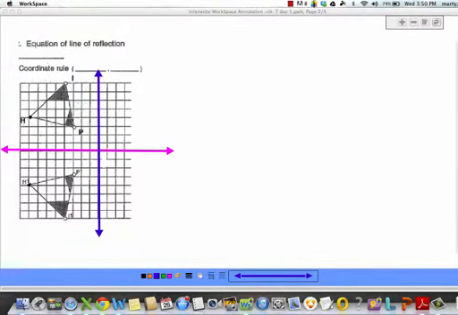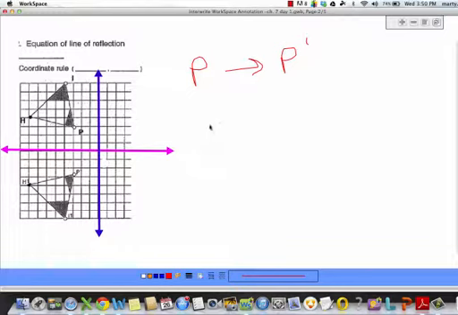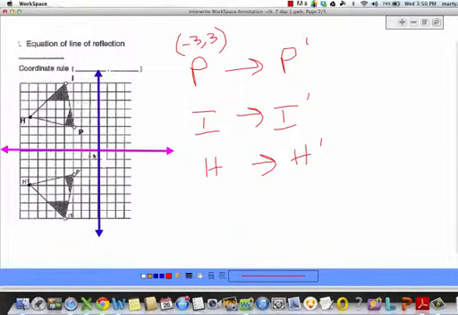Again, when we take a look at what the coordinates are to get from P to P1, and then from I to I1, and then from H to H1, we can kind of see what's going on here. I see this as -1, -2, -3, 1, 2, 3. So I've got -3, 3 for this one. I know it's not right on it, but it's pretty darn close.